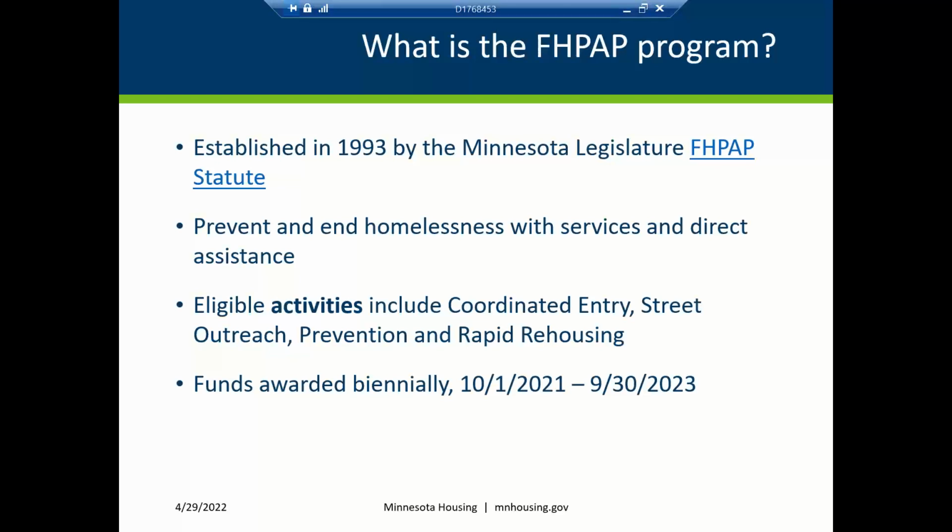And the funding is awarded every 2 years. The timeline for that is October to the end of September of the calendar year, and it always runs for 2 years. So for this biennium, it is October 1st, 2021 to September 30th, 2023.